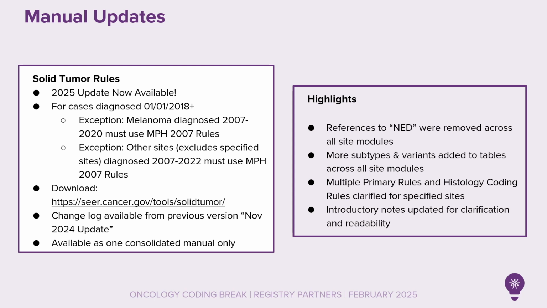Any references to NED, or no evidence of disease, were removed across all site modules. More subtypes and variants were added to tables across all site modules for histology. Multiple primary rules and histology coding rules were clarified for specified sites, and introductory notes were updated for clarification and readability.